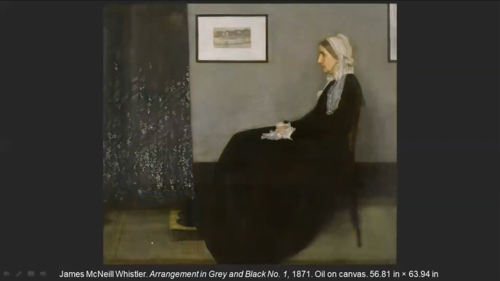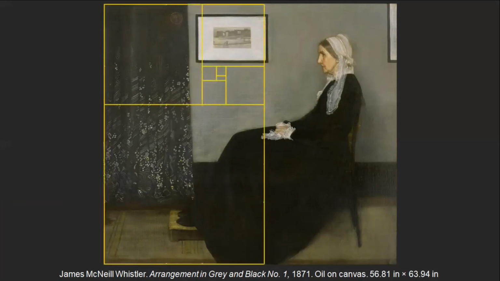Here's a painting by James McNeill Whistler called Arrangement in Gray and Black No. 1. First, I'm going to lay a 1 to 1.618 golden mean rectangle along the left-hand side of this painting. So I'm cutting off a golden mean section, and you'll see that the line of this is actually a painting of Whistler's mother. So that the handkerchief that she's holding lies along the golden mean axis there.